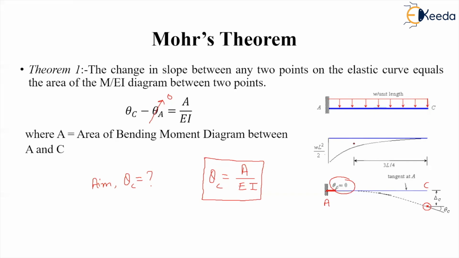And in a cantilever beam, this is a fixed joint, right? At a fixed joint, the slope is 0. So this is how we can utilize this theorem to find the slope at a certain point also, right? But by definition, this gives the difference in slope.